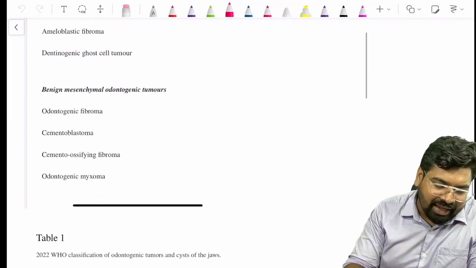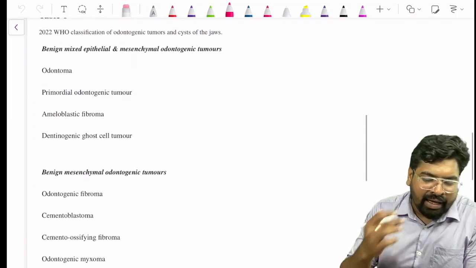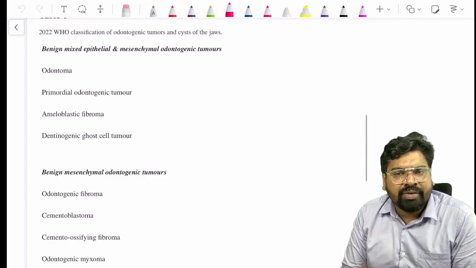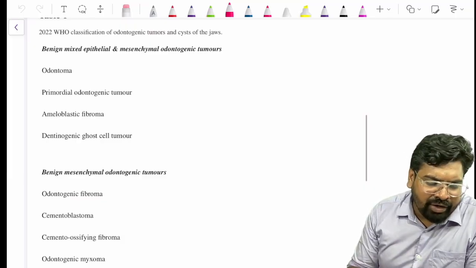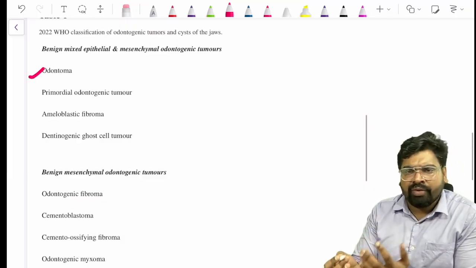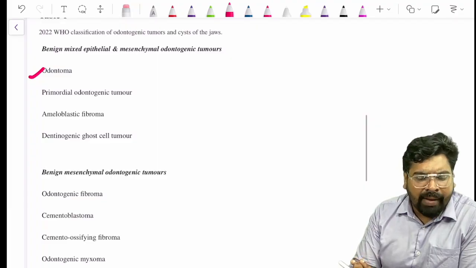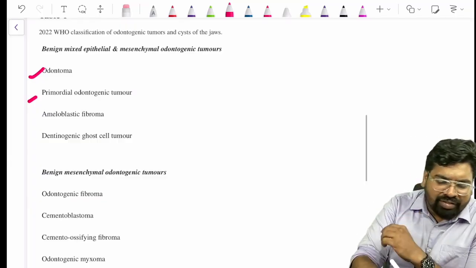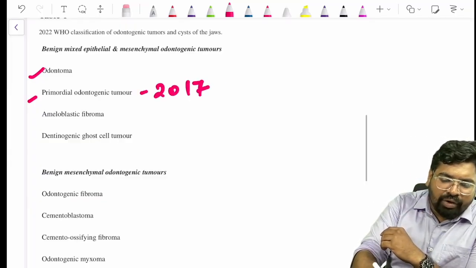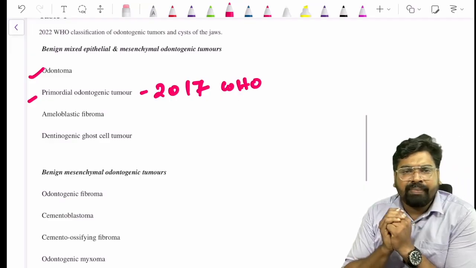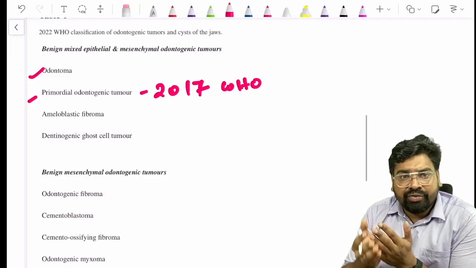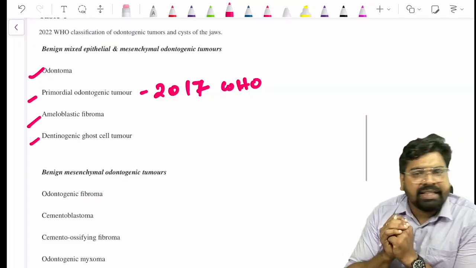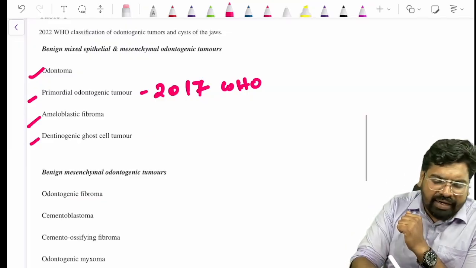Now next, the benign mixed epithelial and mesenchymal tumors. The first one was benign epithelial tumors. Now in the mixed tumors, there is odontoma, complex and compound odontoma. The primordial odontogenic tumor was introduced in the 2017 WHO classification. Please note that. Then comes ameloblastic fibroma and DGCT, dentinogenic ghost cell tumor, which was previously there.